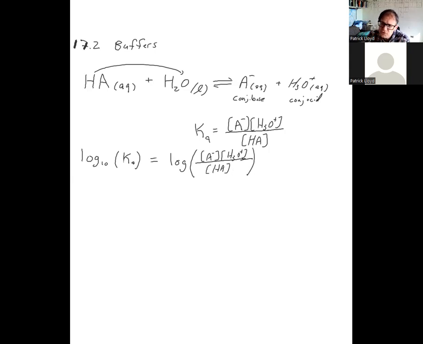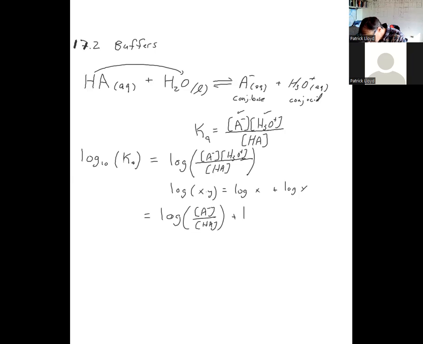Okay. We can use the rules of logarithms, and the rule I'm going to use here is that the log of x times y is equal to the log of x plus the log of y. Okay. So I'm going to do that in terms of the conjugate base and the conjugate acid, those two products there. So I'm going to write this as the log of A minus over HA. Okay, so I'm going to keep that as a ratio plus the log of the hydronium. And again, that's still equal to the log of Ka. I'm going to drop the 10. Typically, if it's log, it's base 10.